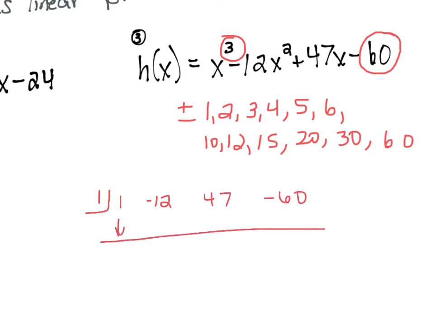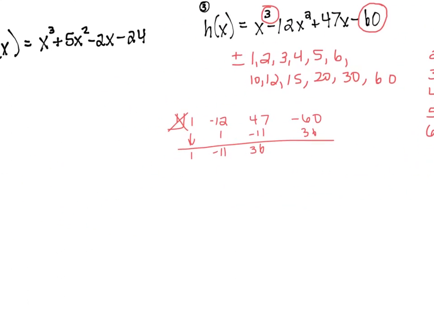So if I start with 1, go to the corner. 1 times 1 is 1. -12 and 1 is -11. -11 times 1, -11. What's 47 and -11? What is it? 36. Okay, so positive 36 times 1. Is this going to give me 0? No. Okay, so just, you can stop. Let's go to -1.